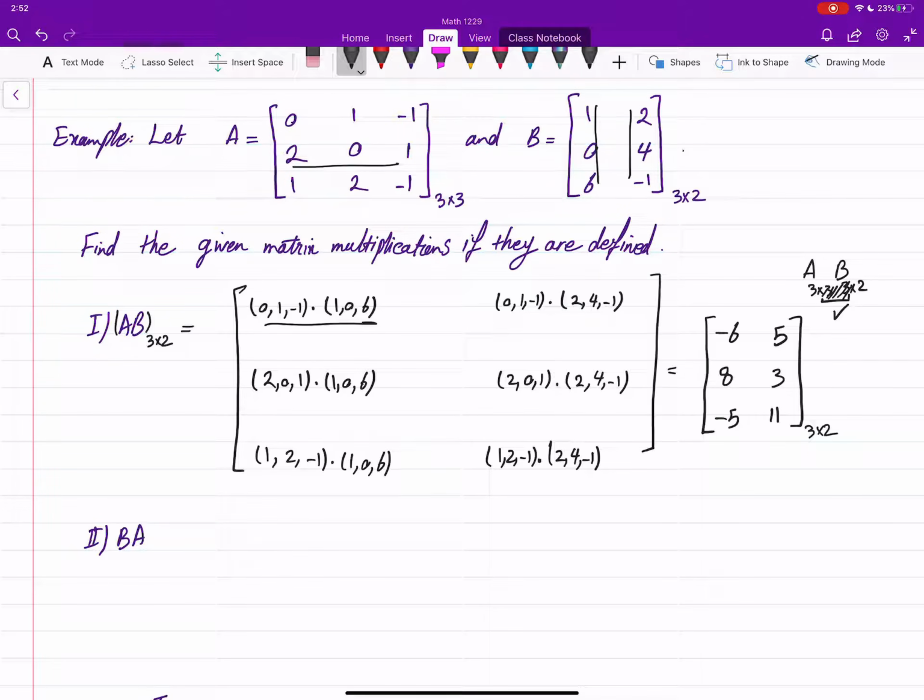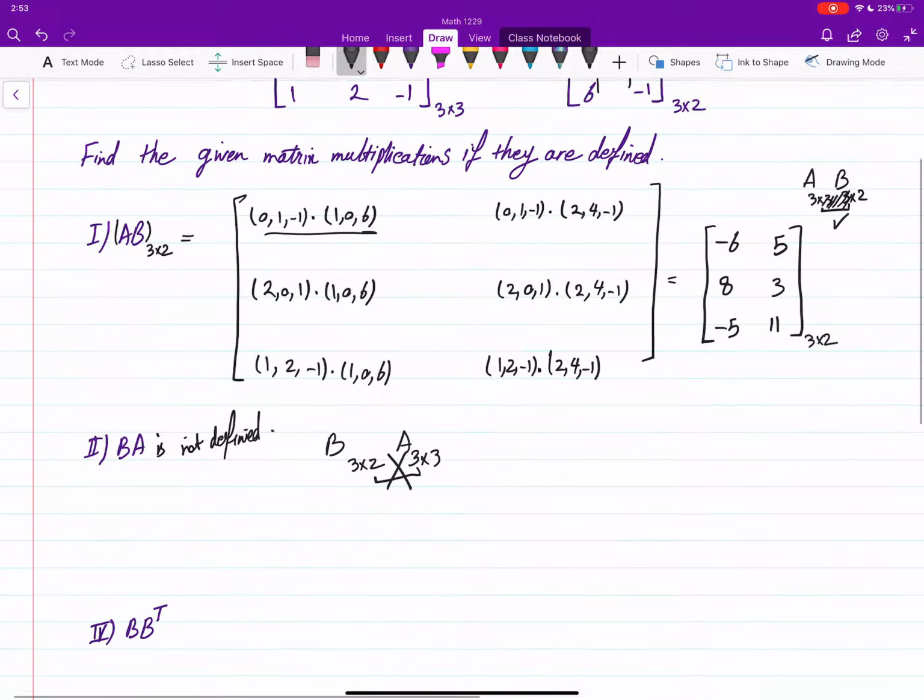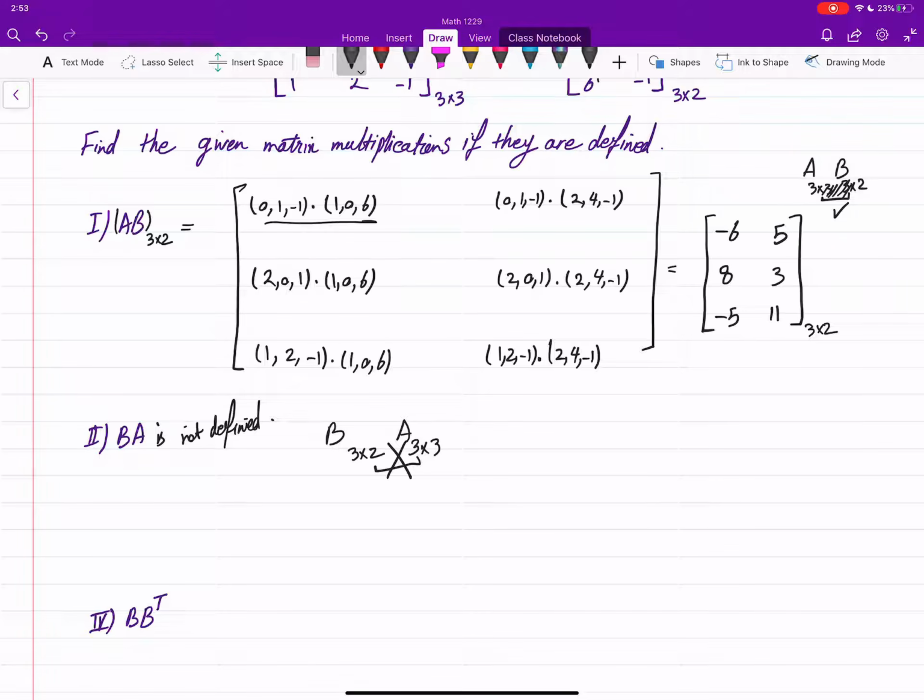How about BA? Well, B is 3 by 2. A is 3 by 3. And as you can see, the closer indices are not the same. So this is not defined. Oops, it's not defined. So we don't need to do anything about anything else. How about B transpose?